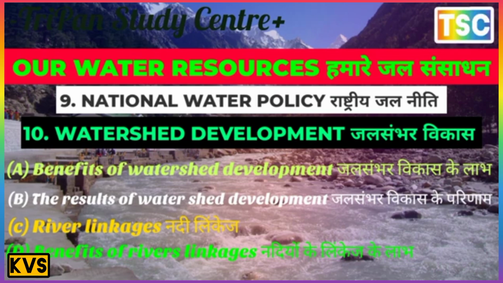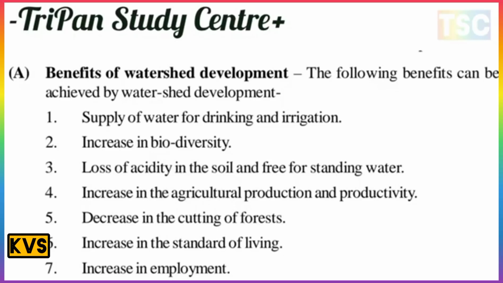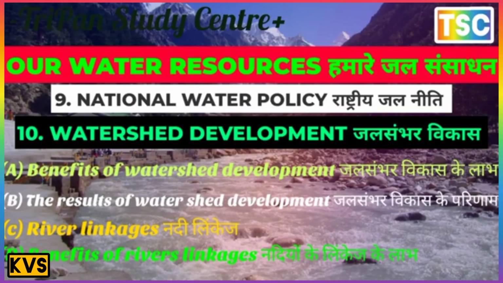First, supply of water for drinking and irrigation. Secondly, increase in biodiversity. Third, loss of acidity in the soil and freedom from standing water. Next, increase in agricultural production and productivity. Decrease in the cutting of forests, increase in the standard of living, and increase in employment.